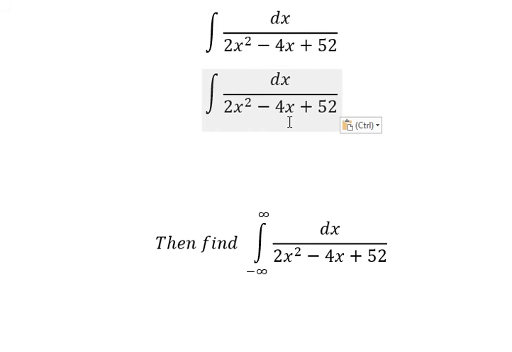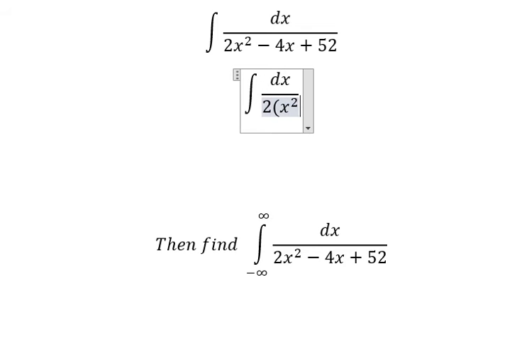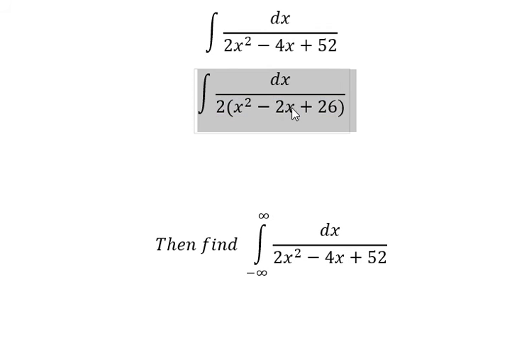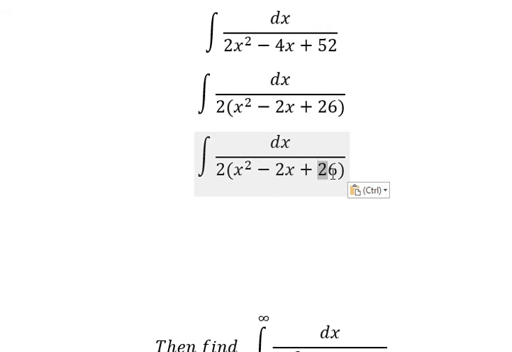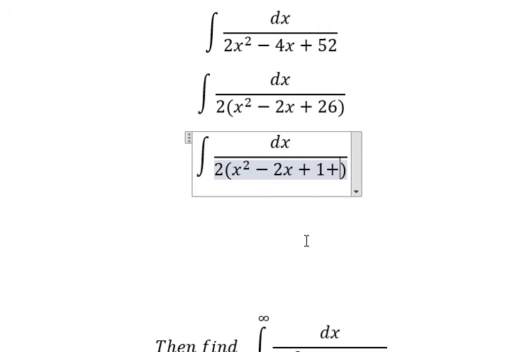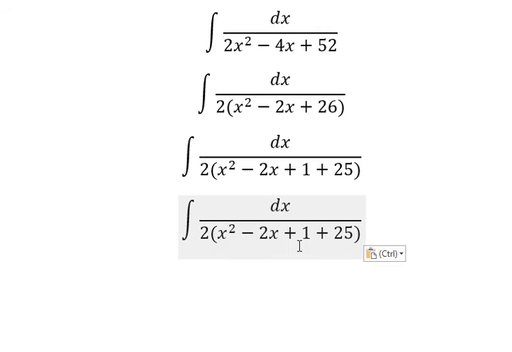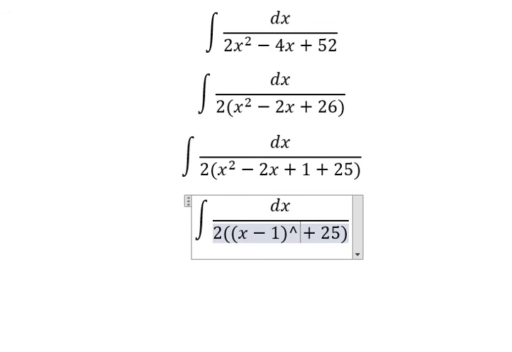We have the numbers 2, 4 and 52. They are even numbers, so we can do factorization by number 2. Next, about 26, that's 1 plus 21, because I want to create an identity in here. So we have s minus 1 to the power of 2.